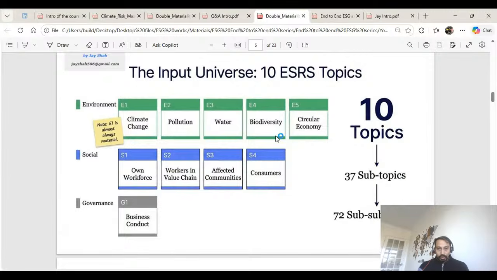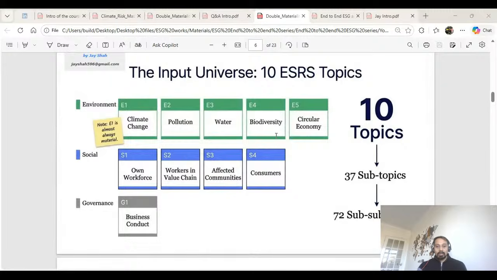Here is an input universe, you can say, for the CSRD. There is a standard called ESRS, and the ESRS defines 10 high-level topics for environment, social, and governance. These expand into various subtopics as well. So the important point is you don't pick topics randomly. You must assess all the topics and material risks through the double materiality assessment, and then justify the exclusions.